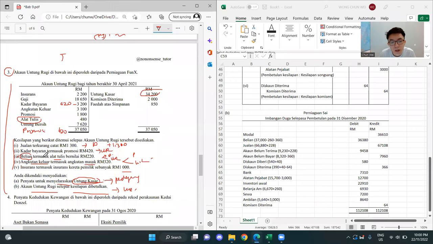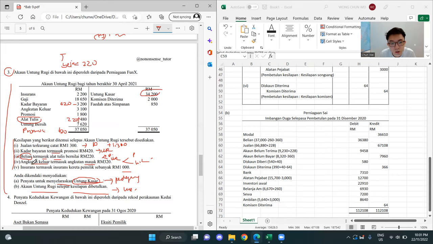Number three, belian termasuk alat tulis bernilai 220. Maksudnya, if I have an account belian, I have to take out 220. And then this 220 is for alat tulis. So it's the same thing. Termasuk alat tulis, I have to add back 220. So take out and add back. So I take out from my belanja. This is belanja. Belian. 220 minus 220.